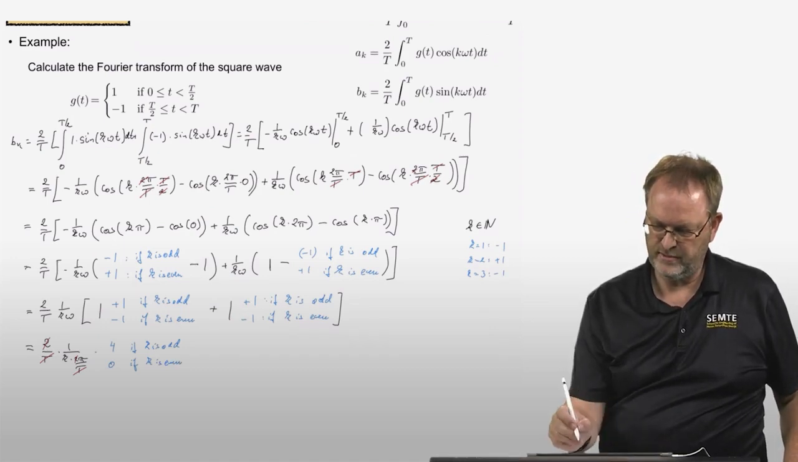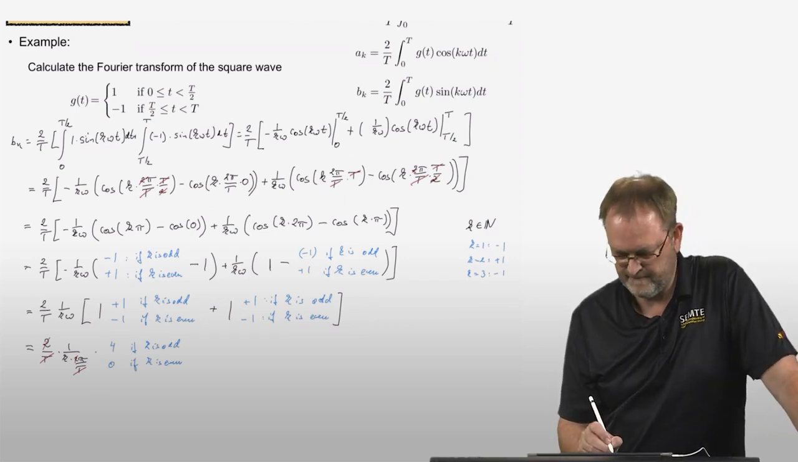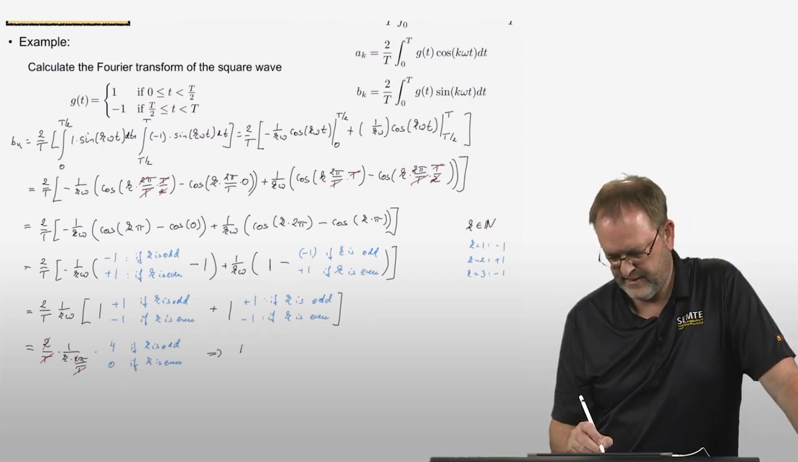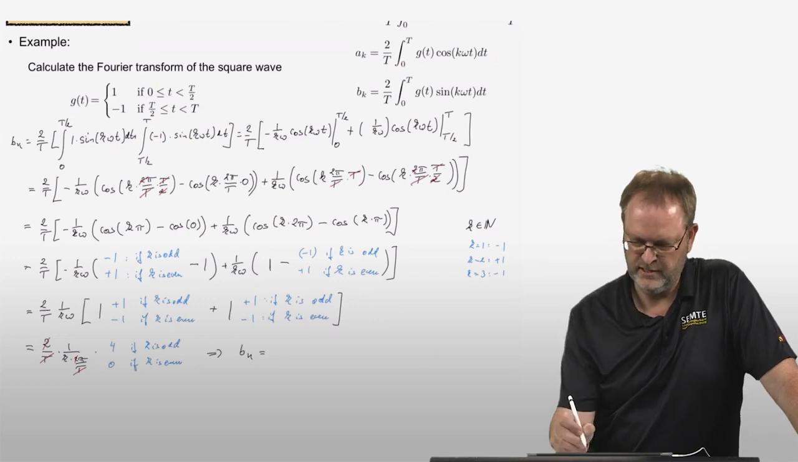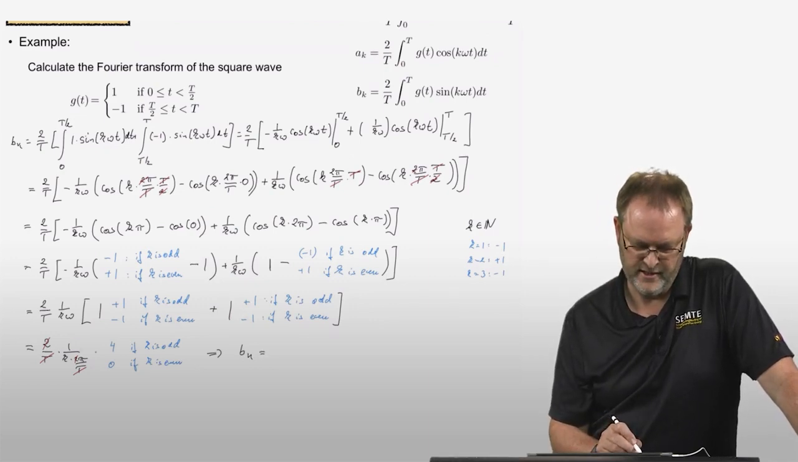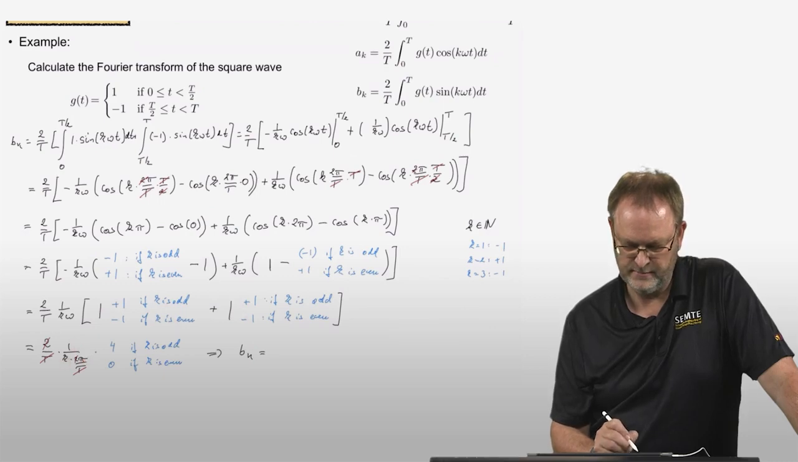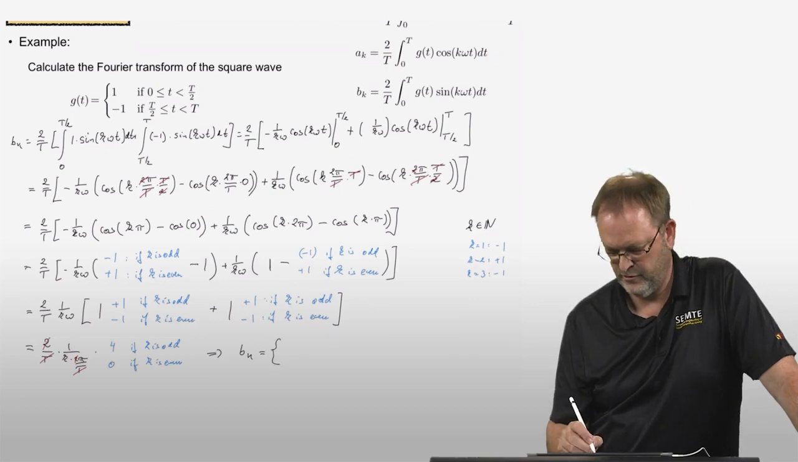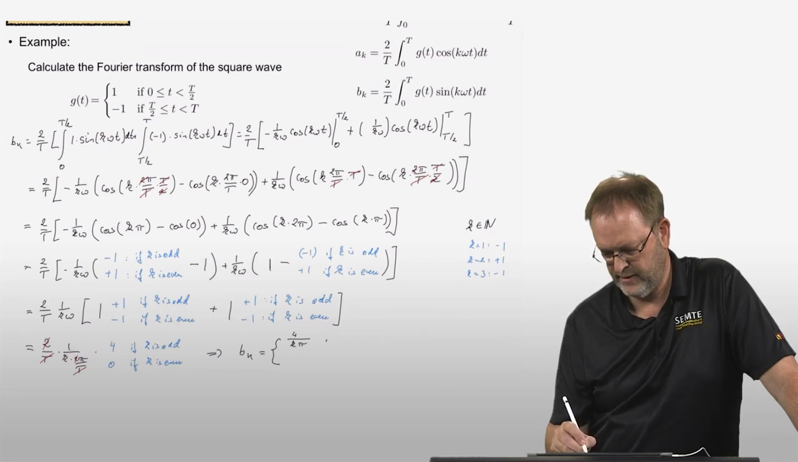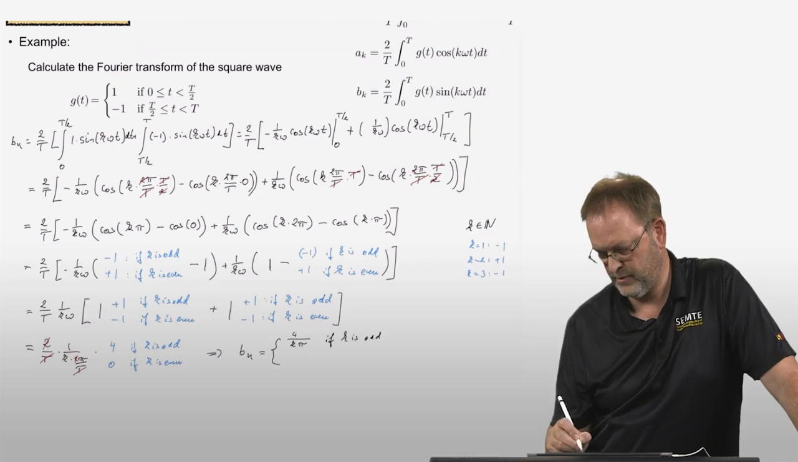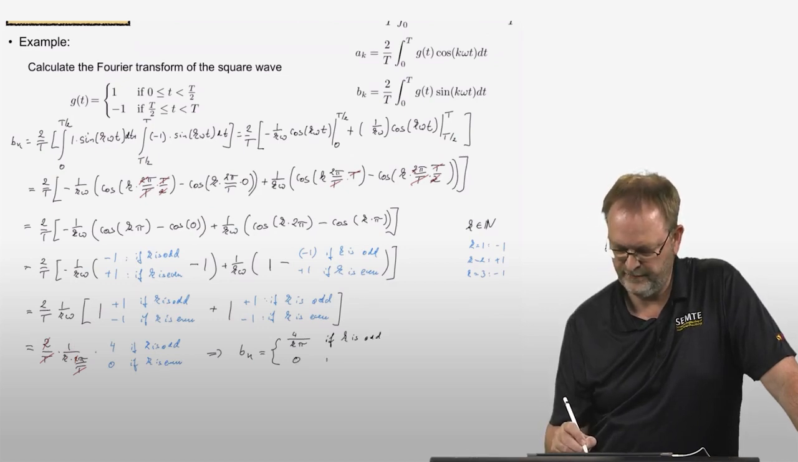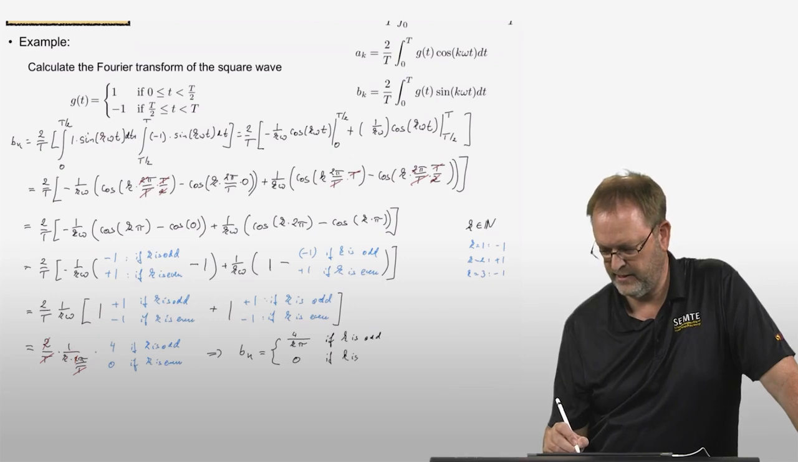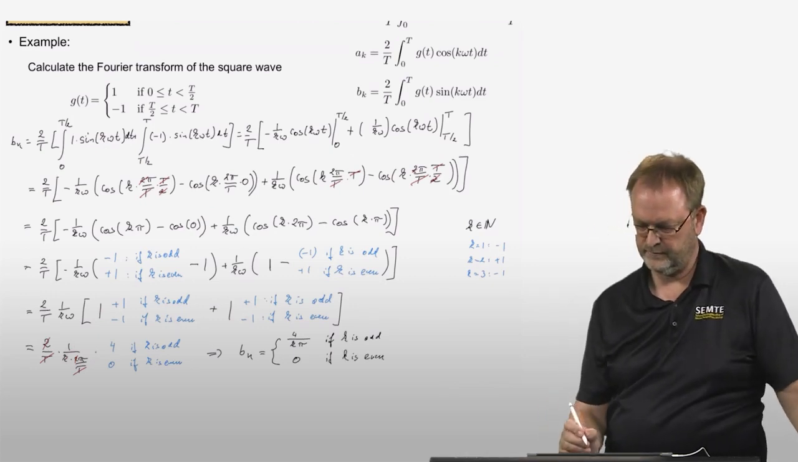Good, so that means now for my final result that b sub k is equal to, let's look up here, what do I have? I have 1 over k times pi, okay, so that would be times 4, so that would be equal to 4 divided by k times pi if k is odd, and 0 if k is even.